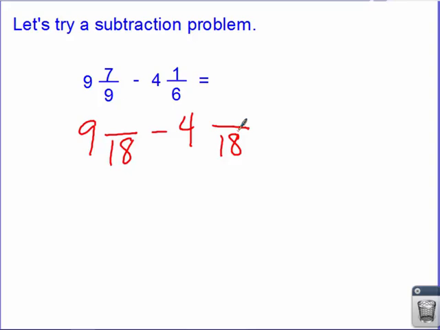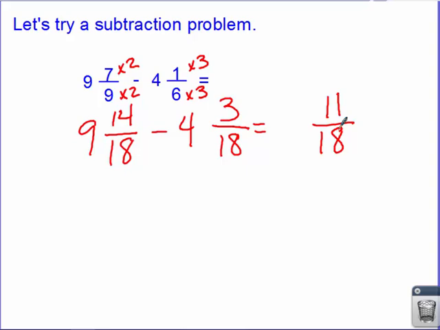So now we change our numerators. How did I go from 9 to 18? Multiplied by 2. So I multiply the 7 by 2 to get 14. How did I change the 6 into an 18? Times 3. So I multiply the 1 by 3 and get 3. Okay, so now we subtract. 14 take away 3 gives us 11 over 18. And then 9 take away 4 is 5. Can I simplify that anymore? No.